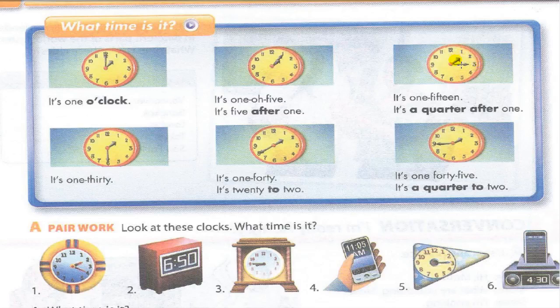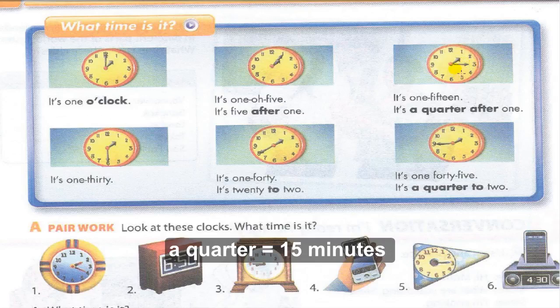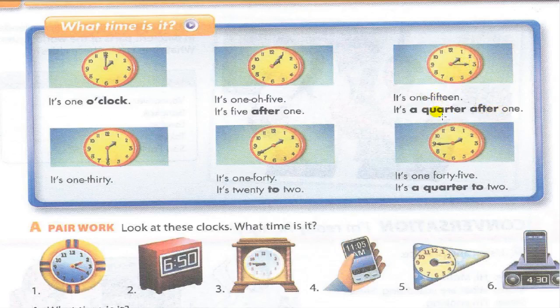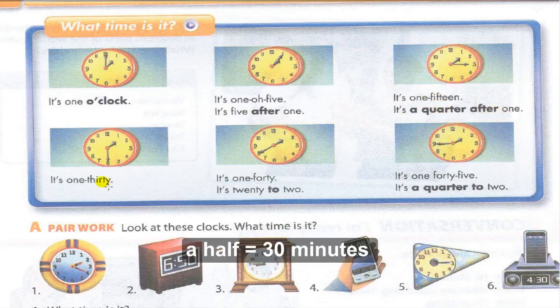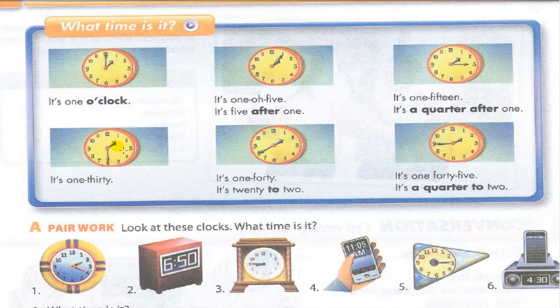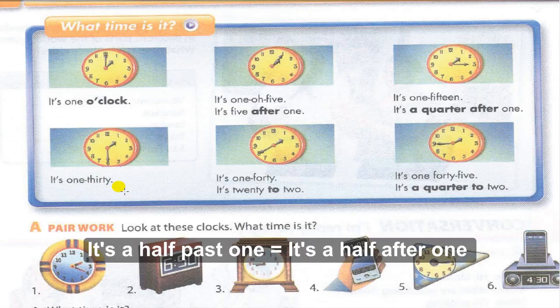The first hand, the small hand, the hand of the clock, the small one is for hours, the second one for minutes. So it's 1:15. It's a quarter after 1. 15 minutes, quarter. 30 minutes, half. It's 1:30. 1:30 means it's 1 o'clock and 30 minutes. It's a half past 1. It's a half after 1.